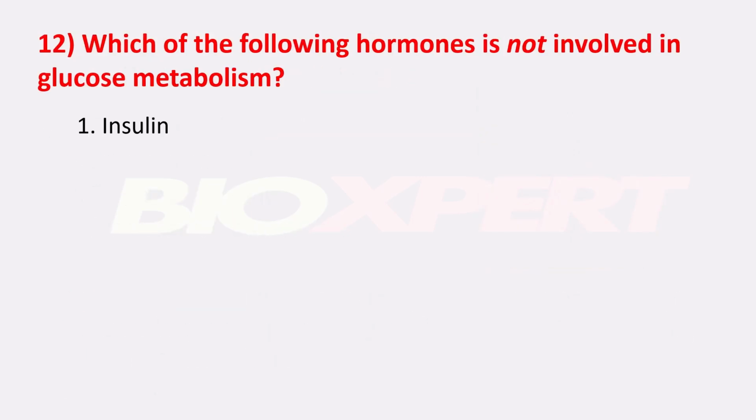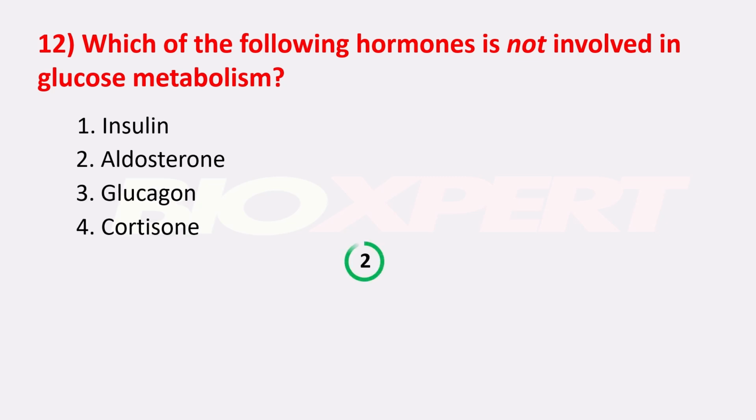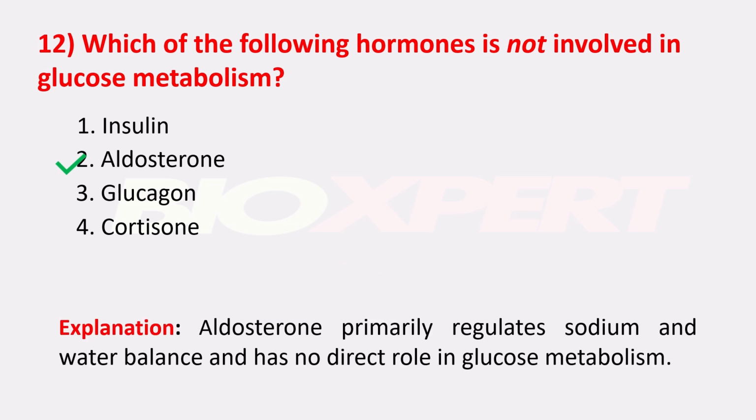Which of the following hormones is not involved in glucose metabolism? Aldosterone. Aldosterone primarily regulates sodium and water balance and has no direct role in glucose metabolism.